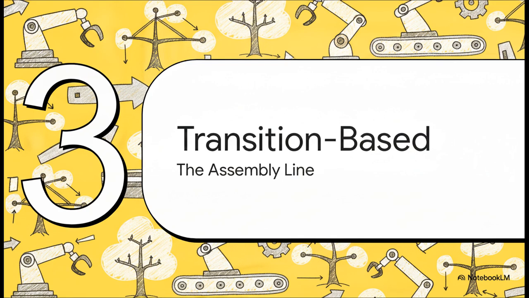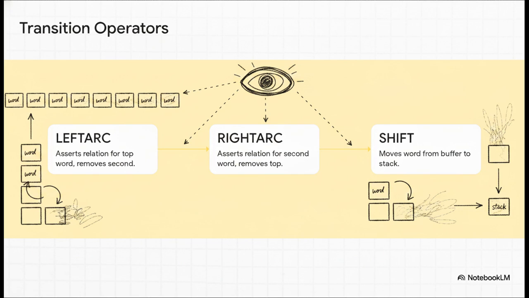Okay, section 3, transition-based parsing. Think of this as the assembly line. I want you to imagine a highly efficient left-to-right assembly line worker. This worker has a buffer of incoming words and a stack to work on. At every single step, a machine learning oracle essentially looks at the state of the line and barks out one of 3 commands. It can say left arc, which connects the top 2 words on the stack and tosses the second one out.